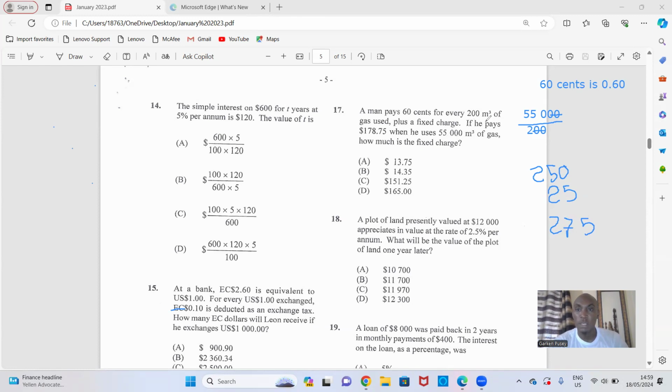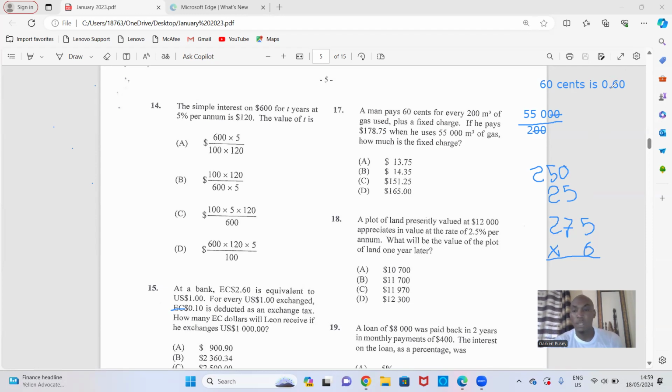So it means 275 times is the number of times the person is going to pay 60 cents. So we can multiply this 275 by 60 cents, which is 0.6, or we can just use 6 and then add back that decimal. So we're just going to multiply by 6, and once I multiply, I'll take back that one decimal place from my answer.